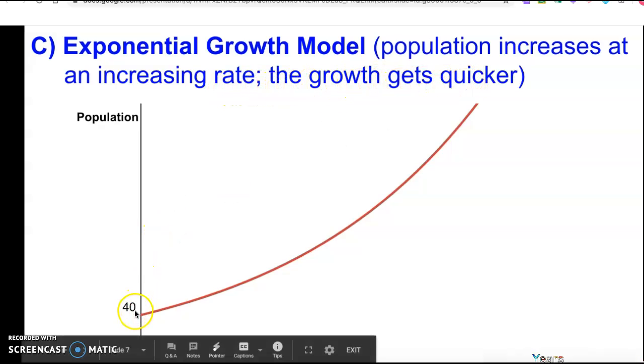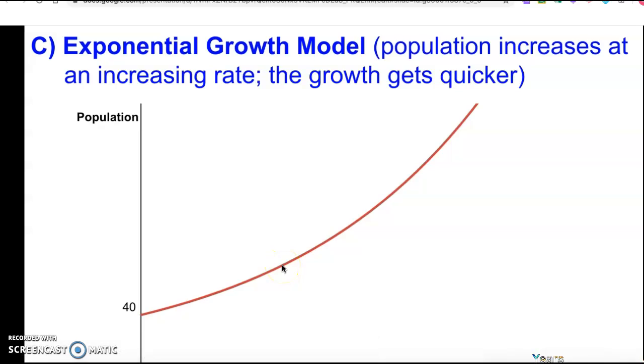So maybe we start at 40, and after 1 year, maybe we get 10 extra rabbits, so it gets up to 50. But then in the next year, maybe instead of getting 10 extra, we get like 30 extra rabbits. And then a year after that, maybe it grows by 50 extra rabbits. So it's not the same every year. We get more growth as each year goes by. So that's called the exponential growth model. And it goes up and up and up.